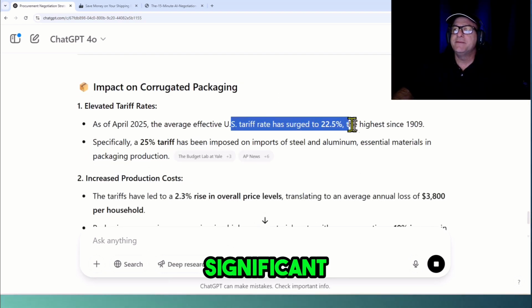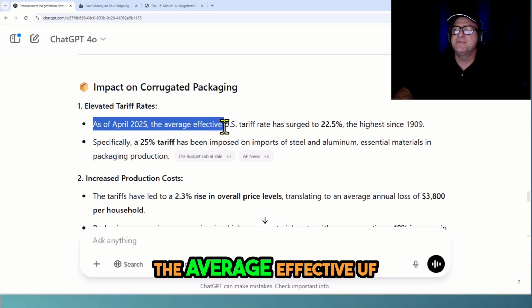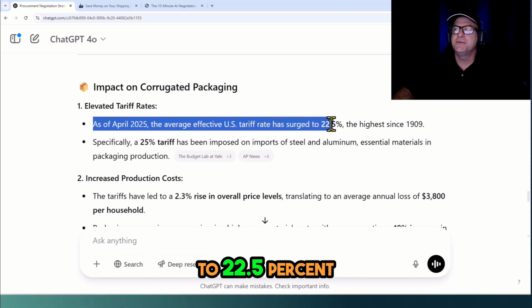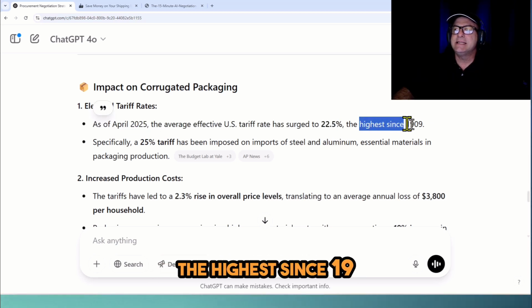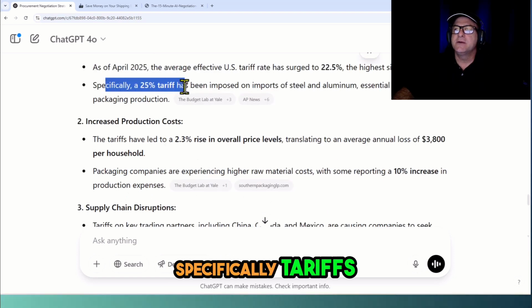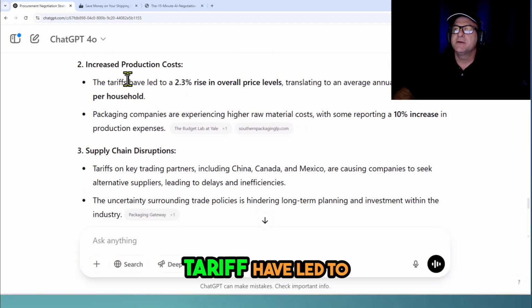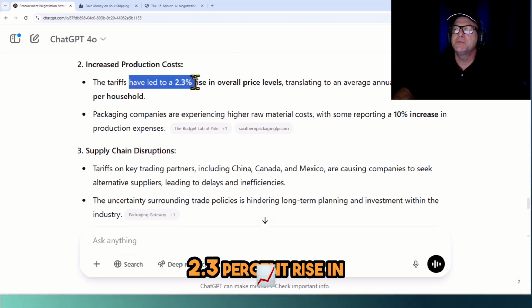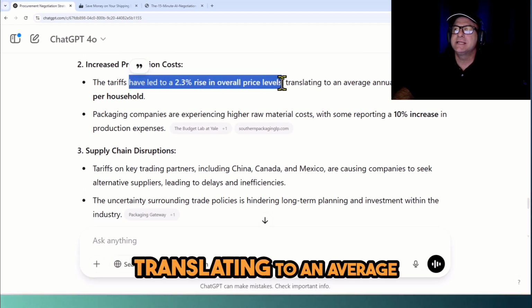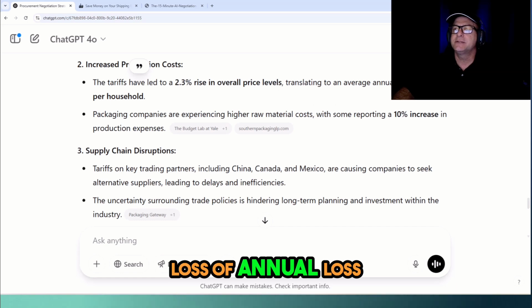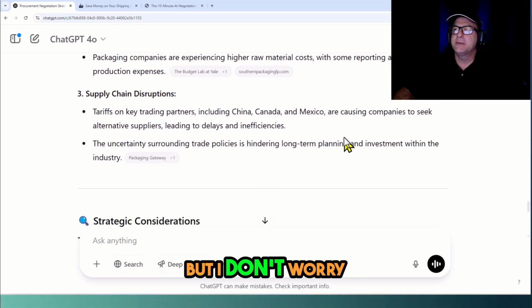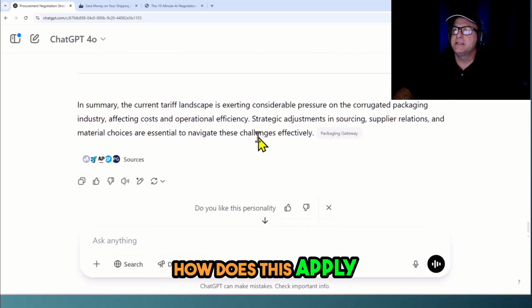Significant, right? As of April 2025, the average effective U.S. tariff rate has surged to 22.5%, the highest since 1909. Specifically, tariffs have been imposed on imports of steel and aluminum, essential materials in packaging production. Tariffs have led to a 2.3% rise in overall price levels, translating to an average annual loss of $38 per annual. Not to worry about that.